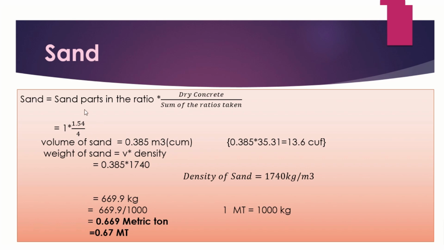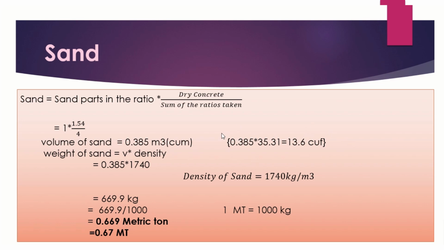So in this case, after calculating, we'll get a value of 0.385 meter cube. So volume of sand will be 0.385. This is the quantity in volume of sand for 1 meter cube of concrete. Now in some places we need to calculate volume of sand in cubic feet. So in this case, we'll multiply this obtained value in meter cube with 35.31 so that we can get 13.6 cubic feet.